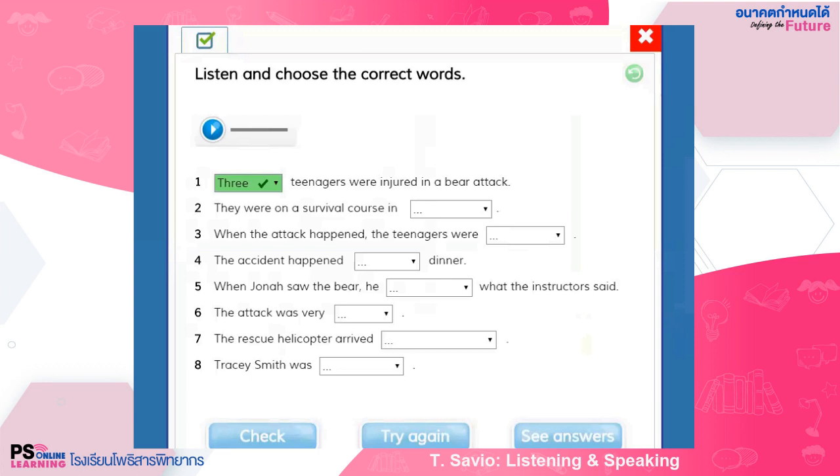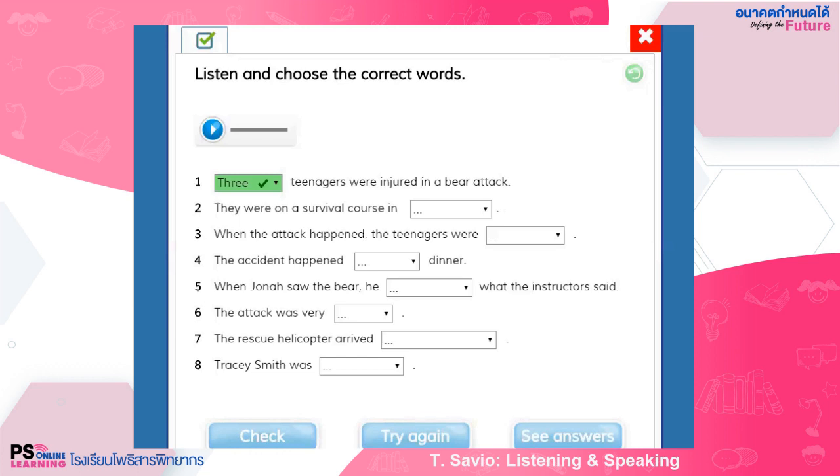Listen and choose. Welcome to the programme. Last month, we reported on a group of teenagers attacked by a black bear in Alaska. Today, I'm talking to one of the boys. Jonah, you and 2 other friends were seriously injured. How are you now? We're all out of hospital, thanks. Good. So, how did the attack happen? We were on a survival course in Alaska. We had 3 weeks with our instructors, and then we were on our own for 5 days.